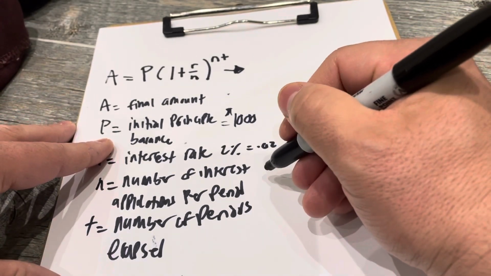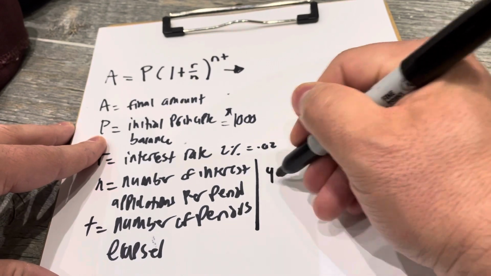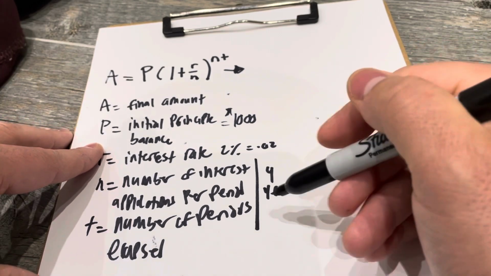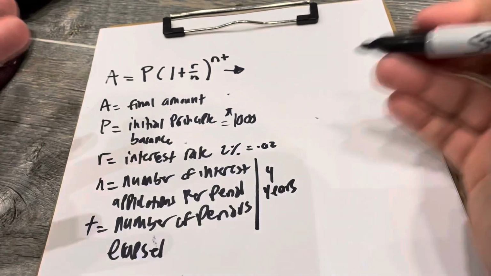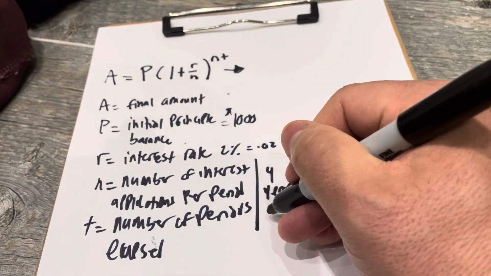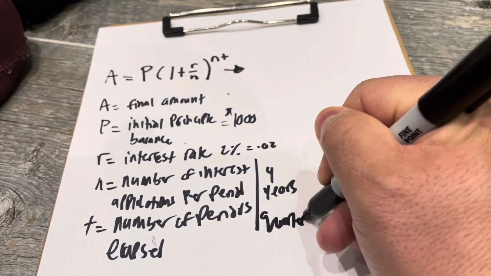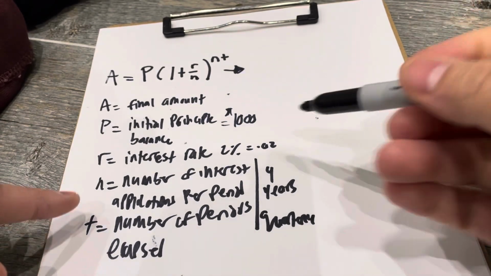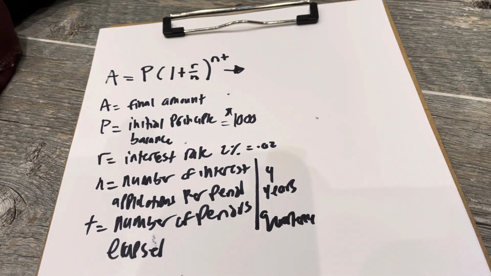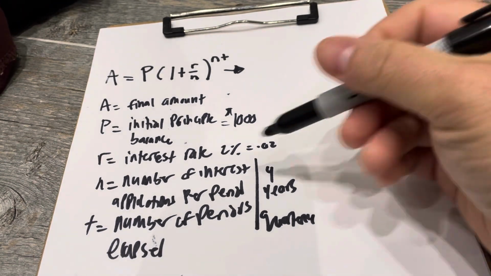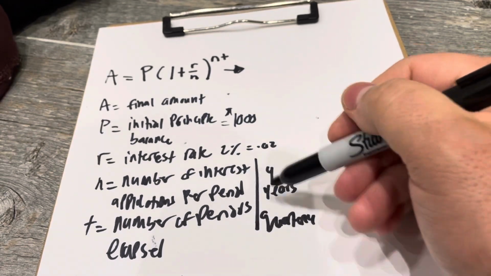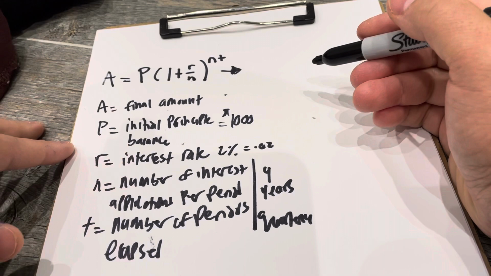I'll just put this over here to the side like this. So we're going to do 4 years. The interest will be going on for 4 years with the investment, and it's going to be compounded quarterly. So the number of interest applications per period is going to be quarterly, just so you understand. Every single year, it's going to be quarterly, and the number of periods elapsed is going to be 4 years. I should have written it this way, but it's easier for me to explain it like this. So let's put these numbers into the equation.